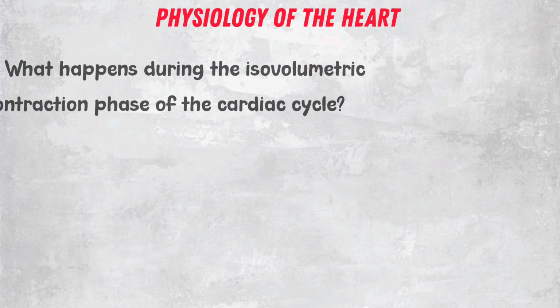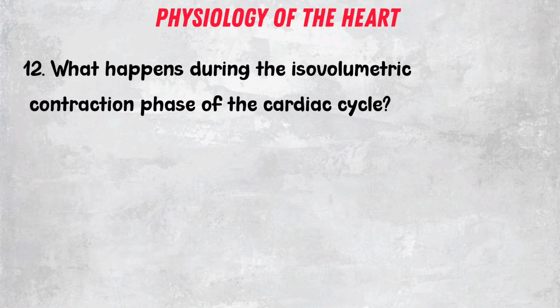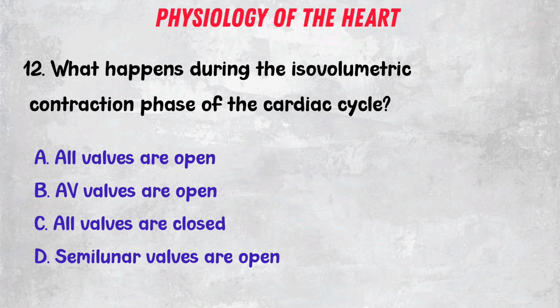So question number 12. What happens during isovolumetric contraction phase of the cardiac cycle? We have A, all valves are open, B, AV valves are open, C, all valves are closed, and D, semilunar valves are open. The answer is actually C, all valves are closed, because during isovolumetric contraction, the ventricles contract with both the AV and the semilunar valves closed. So it actually increases pressure without volume change.